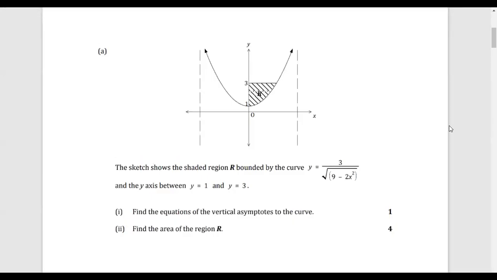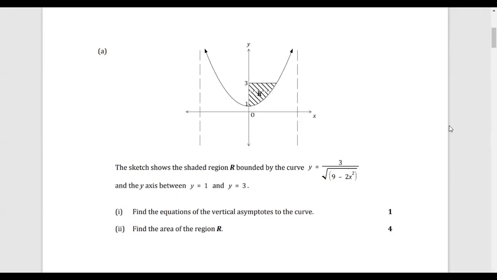Okay, so here we've got a question that shows a shaded region R bounded by the curve y equals 3 over the square root of 9 minus 2x squared, between y equals 1 and y equals 3. Find the equation of the vertical asymptotes of the curve, and then find the area of the region R.